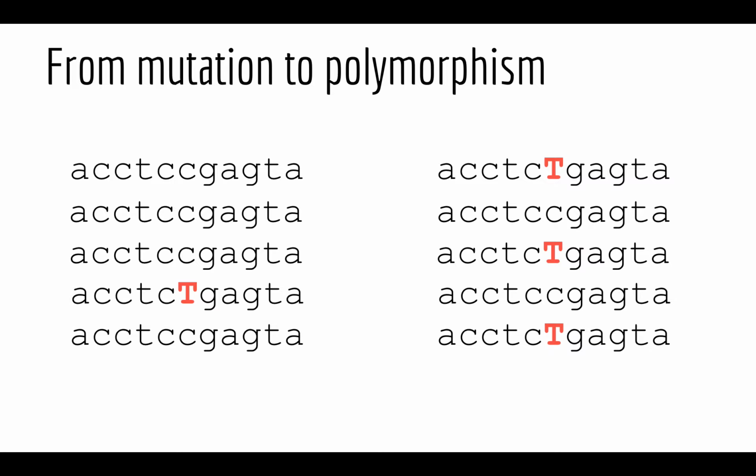So the frequency of a polymorphism is a function of how many individuals have inherited that variant that originally arose as a mutation way back when. The basic disconnect is that not all mutations become polymorphisms, but all polymorphisms were at one time new mutations. Yeah? Does it have to be in the germline then to be a polymorphism?